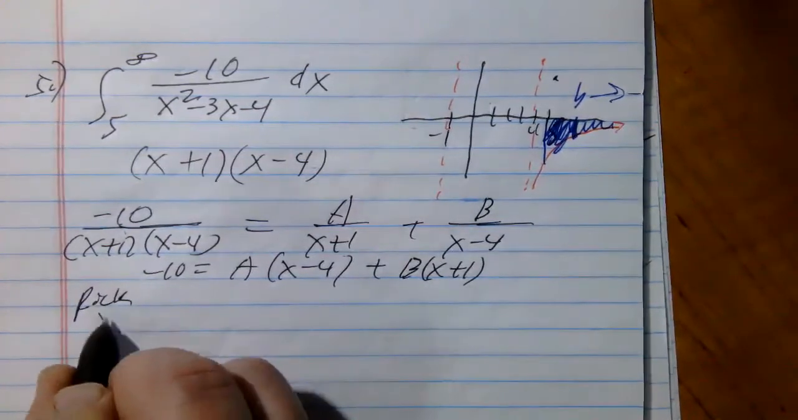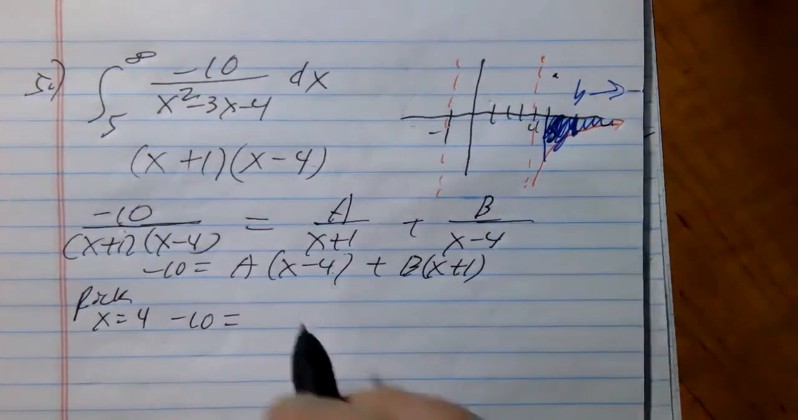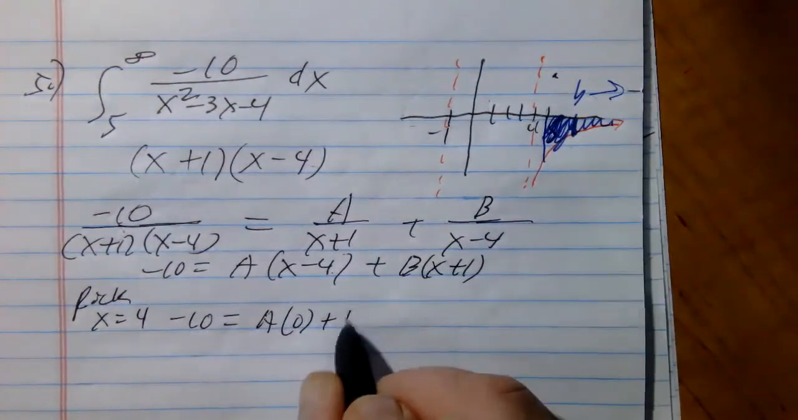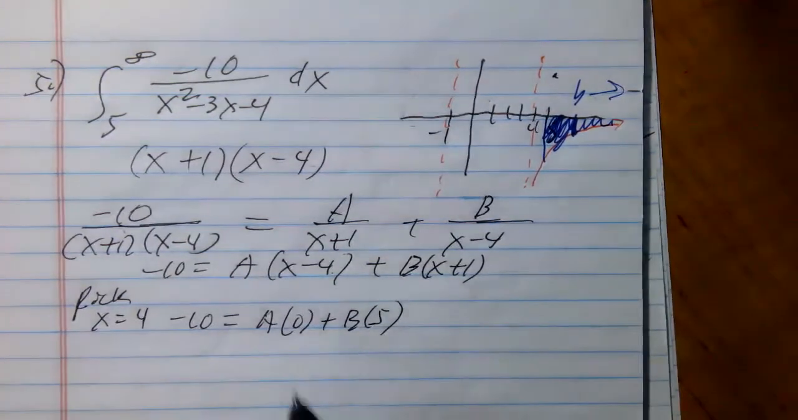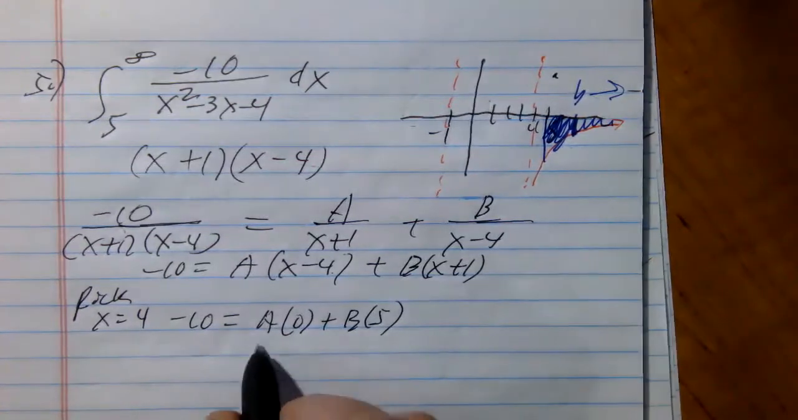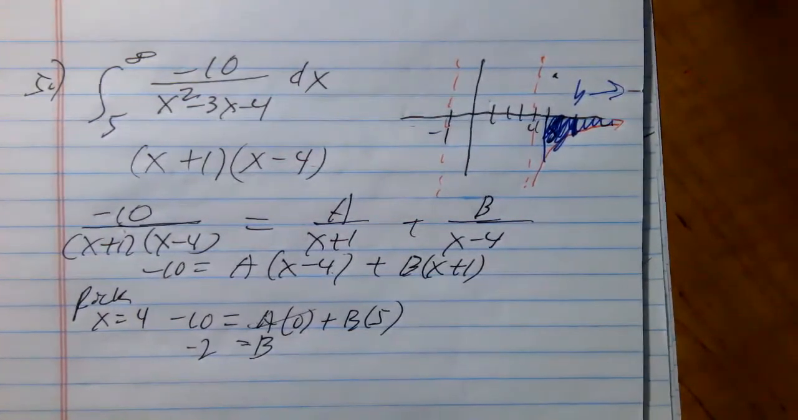Remember, you could pick, say, x equals 4. Because if I pick 4, then this is saying that negative 10 is equal to a times 0 plus b times 5. The whole reason why I picked 4 is so this goes away, and then I can just solve for b, because then b would be negative 2, right? Because a times 0 is 0, divided by 5.